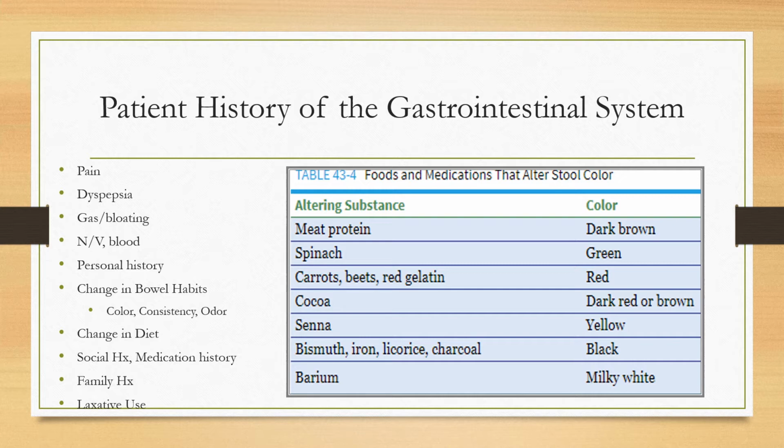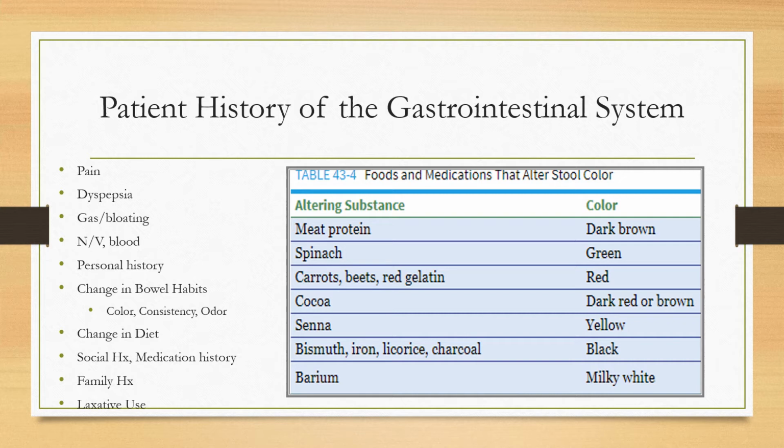Okay, so any of these can turn your stools black, but don't forget the one that we really care about is bleeding. And if you have black stools from blood, the bleeding is coming from the upper gastrointestinal system, so the esophagus, the stomach, or the duodenum.